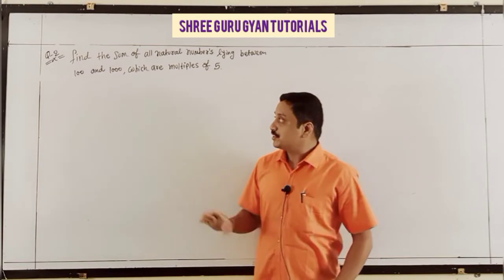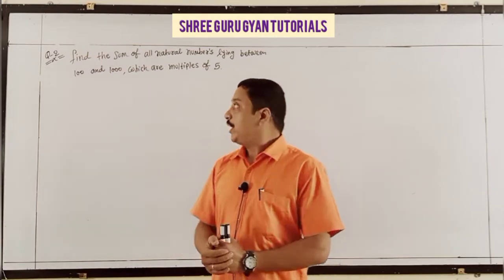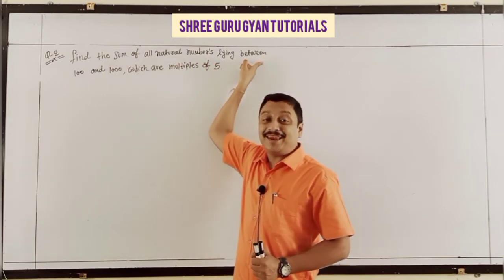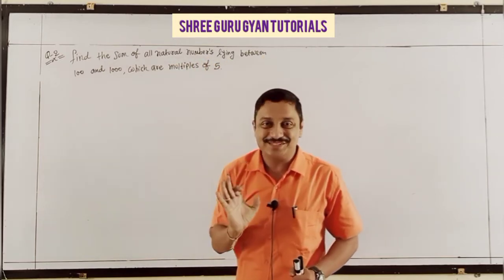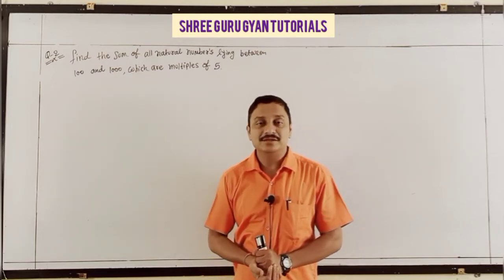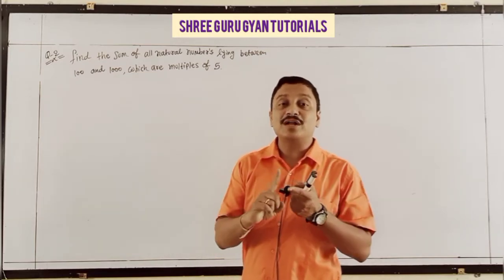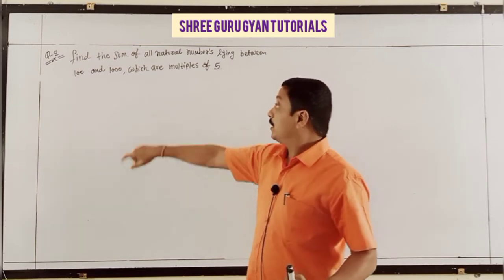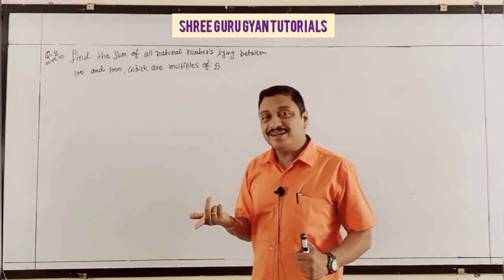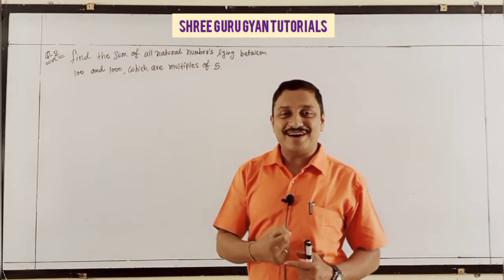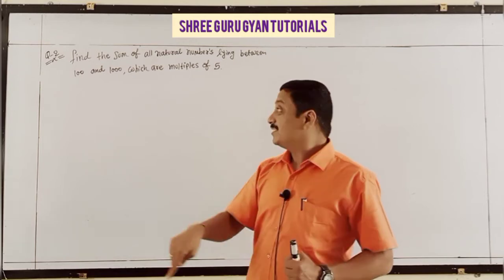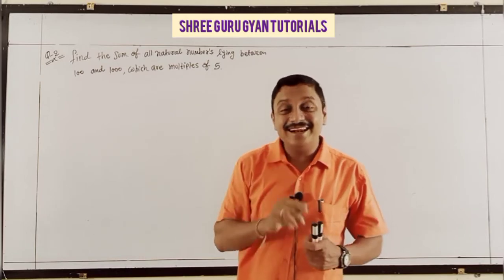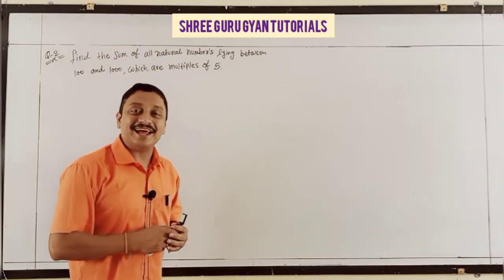Now students, I continue. Question number 2: find the sum of all the natural numbers lying between 100 and 1000, which are multiples of 5. Here the word "between" is given, which means we do not count 100 and we do not count 1000. Between numbers are counted. 5 ones are 5, 5 twos are 10, but we need more than 100. So the first number is obviously 105, second 110, and last 995.